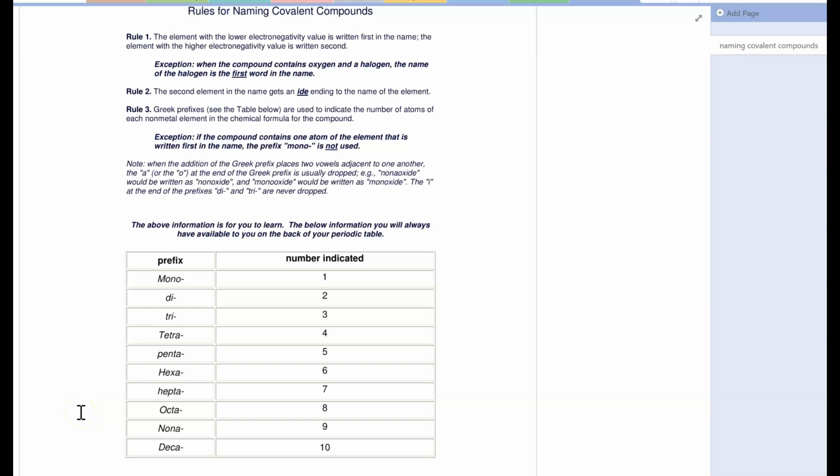All right, the last type of naming that we haven't talked about yet is covalent compound naming and writing formulas for them. And this is the easiest one because you have to go with just the prefixes. There are just a few rules to follow.